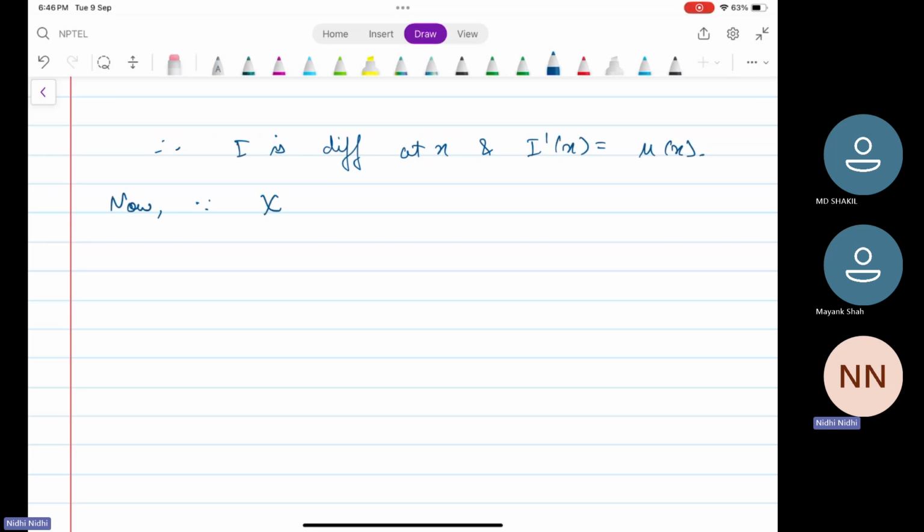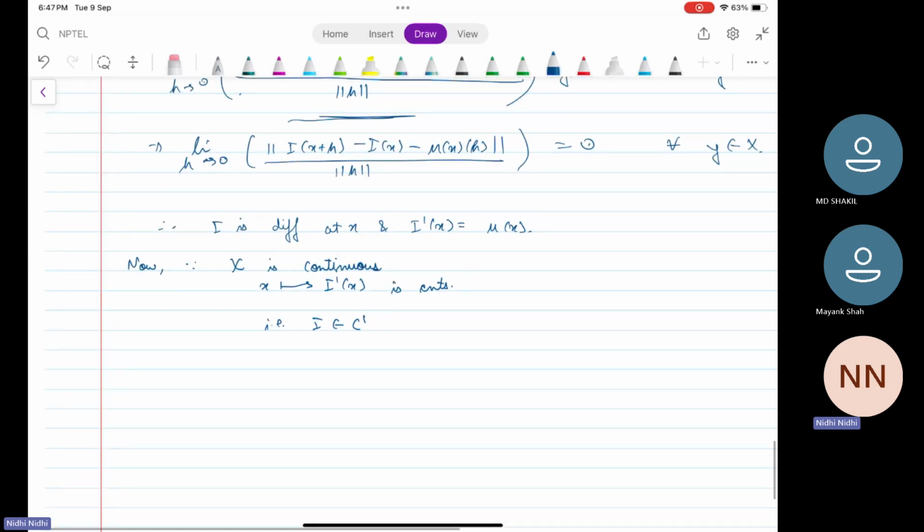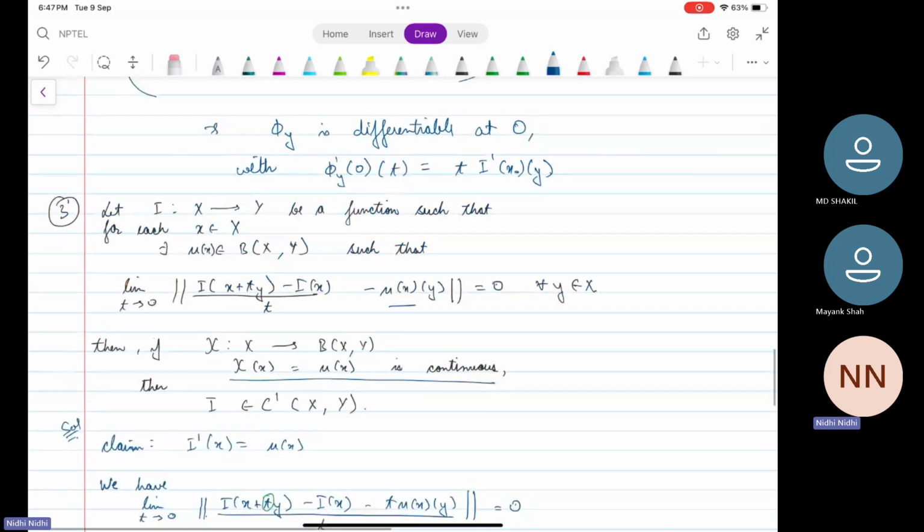Since chi is continuous, we get x mapped to I dash x is continuous. That is, I belongs to C1 class. Yeah, that was the main point. If we have a function u satisfying this such that x mapped to u_x is continuous, then our functional becomes differentiable as well as its derivative is continuous.